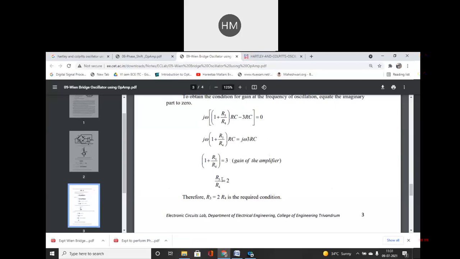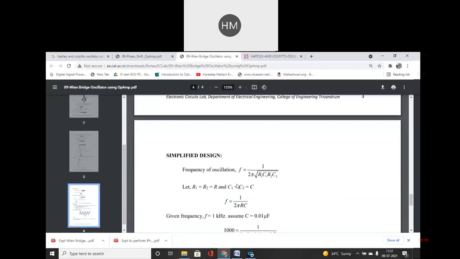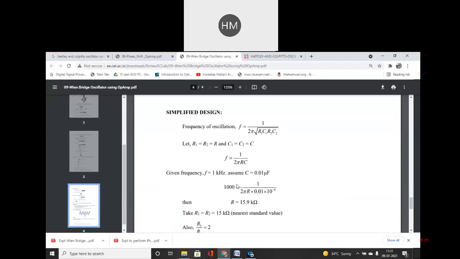So 1 plus RF by R1 is coming out to be 3. So the ratio of RF upon R1 is coming out to be 2. Here we have marked this resistance as R3 by R4. So this ratio should be 2. So while designing this circuit, these few things we have to remember, and then we can design our circuit very easily. Simplified design, you can write this in your copy.